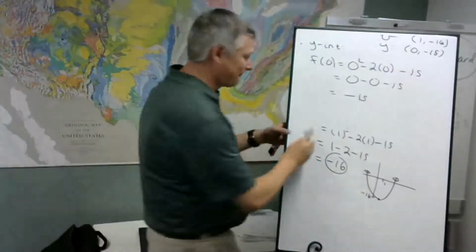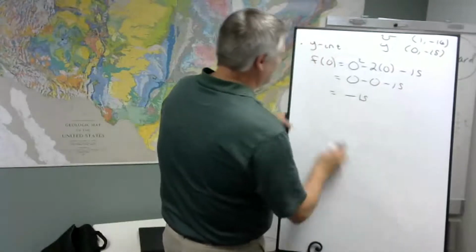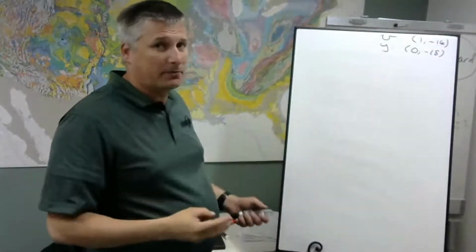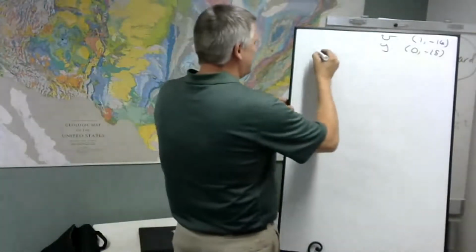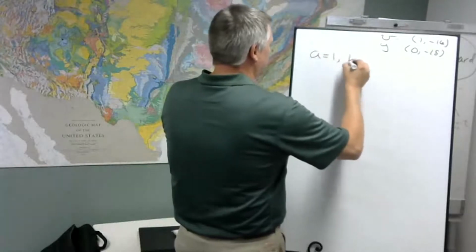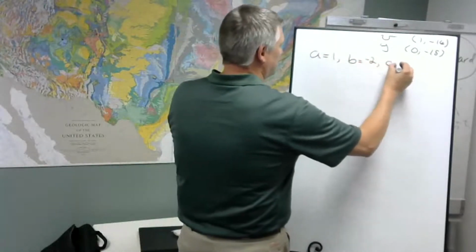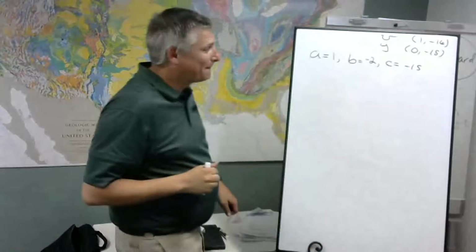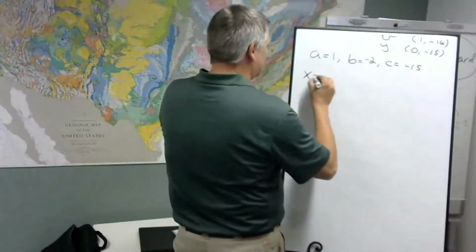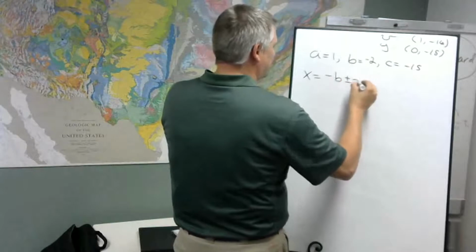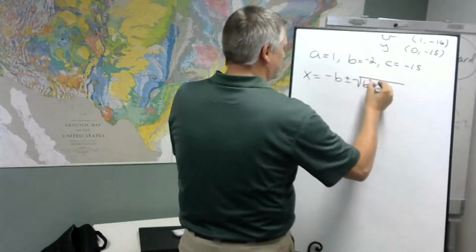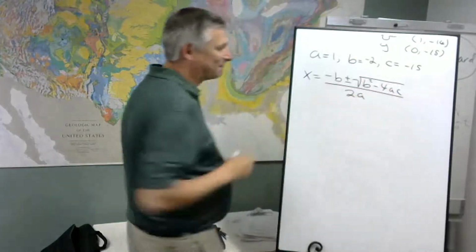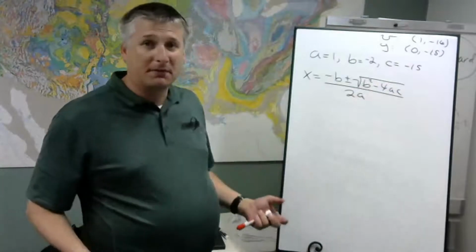Now for that x-intercept. Looking ahead, we can see we're going to get 2 x-intercepts with this one. So we remember A was 1, B was negative 2, C was negative 15. I'll double check that. Yeah, we got it. So x equals negative b, plus or minus the square root of b squared minus 4ac, divided by 2a. We plug in a, b, and c.